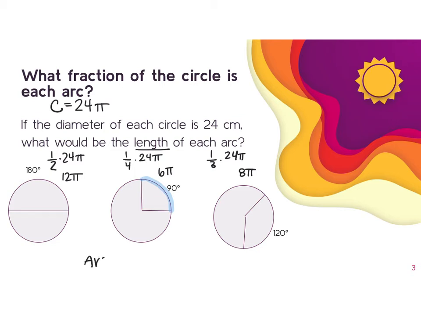The arc length is the same thing as the fraction of the circle times the circumference. More formally, it's equal to the degrees out of 360, so theta, times pi times d, because that's the circumference.